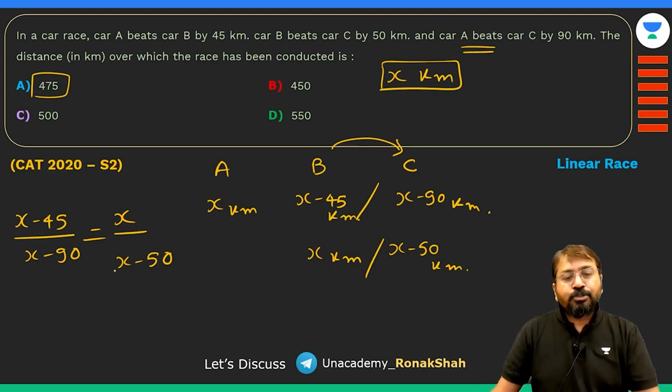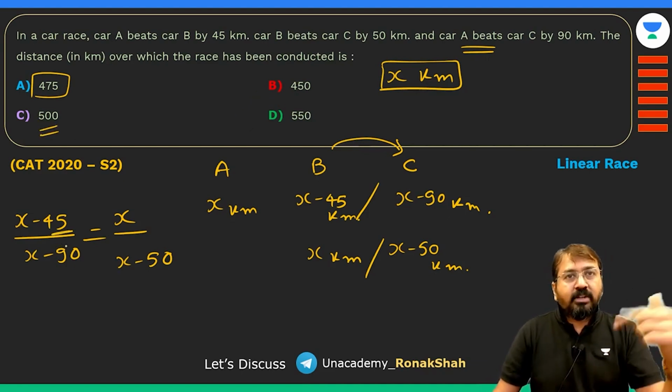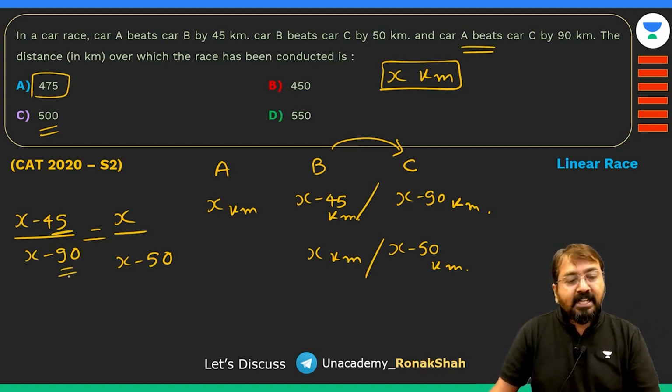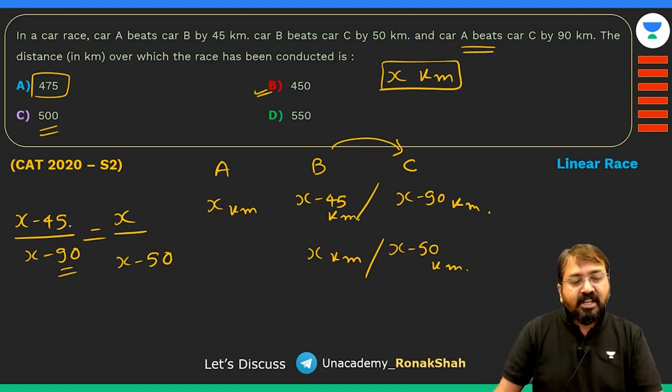So which option should you pick out of this? So 500 looks pretty convenient and 450 looks pretty convenient. Further, if you look at this number 45, it's actually 10% or 1/10 of 450. 90 is 1/5 of 450. So it's better to go with this number. Let's see whether it works or not.